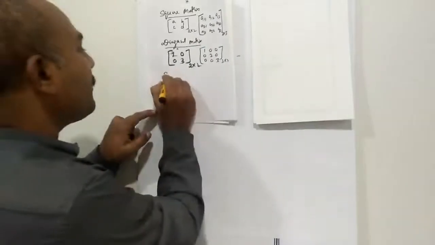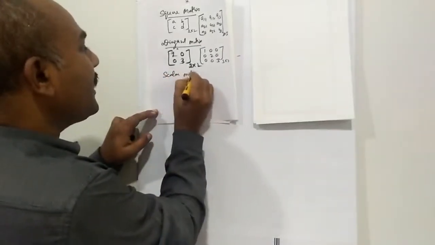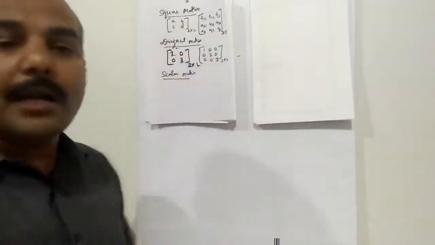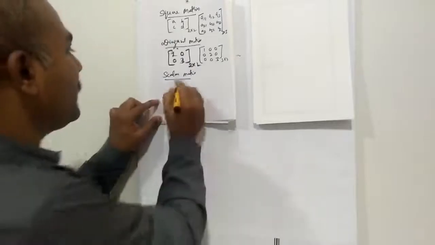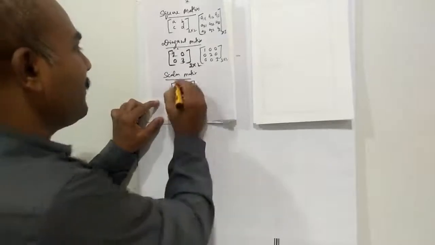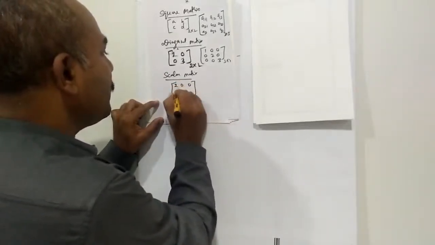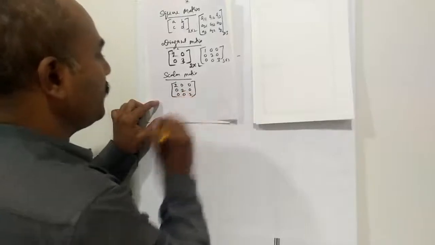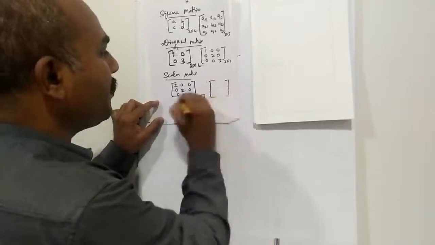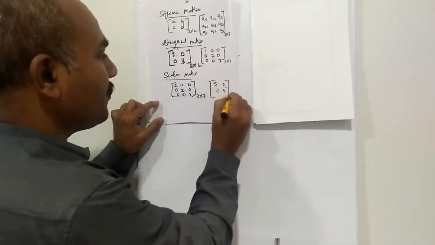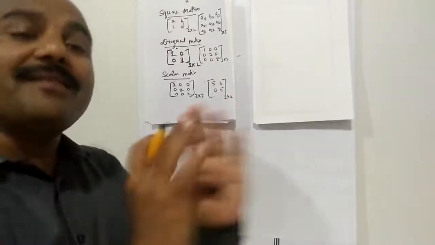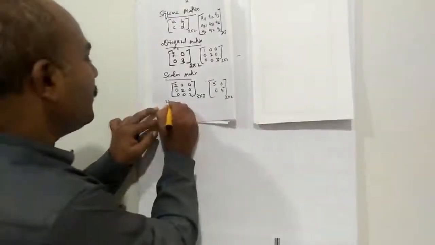Next, scalar matrix. A scalar matrix is a diagonal matrix in which all the diagonal elements are the same. For example, in the 3 into 3 dimensional matrix: 2, 0, 0, 0, 2, 0, 0, 0, 2. This is of the order 3 into 3. When you go for the order of 2 into 2: 5, 0, 0, 5. So a scalar matrix is a diagonal matrix in which all the diagonal elements are the same. Next we'll go for the unit matrix.